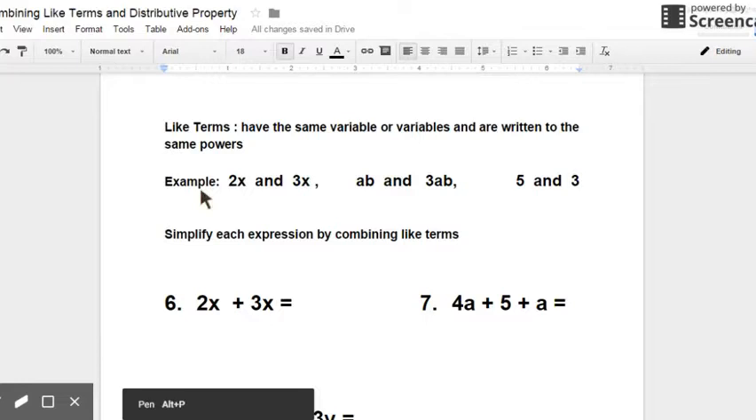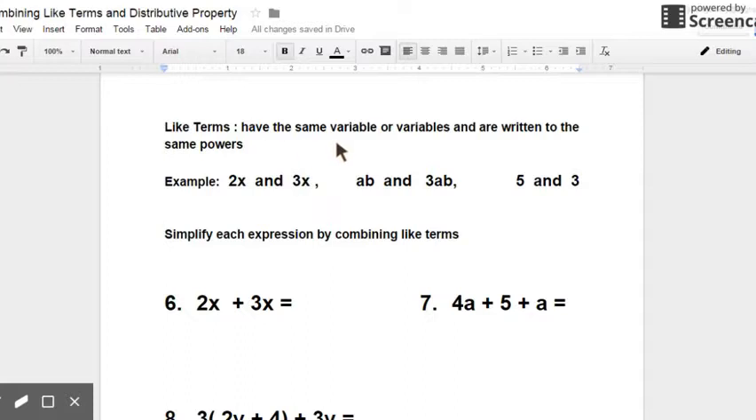So like terms have to have the same letter or 2 letters together and are written to the same power. So the variable has to have the same exponent. For the most part in 6th grade, we don't worry about exponents a whole lot. That's more in 7th and 8th grade, but this is the definition. This is what a like term is, and it will come up a little bit, but for the most part, we don't worry about the exponent.